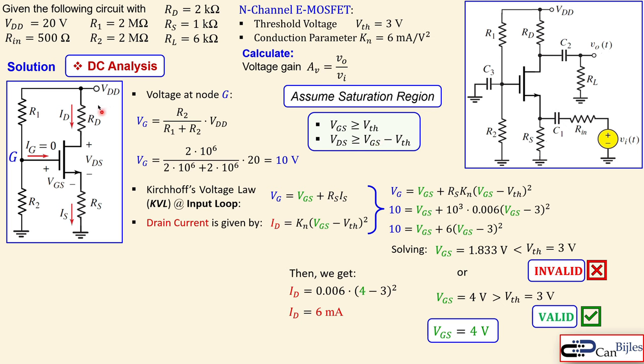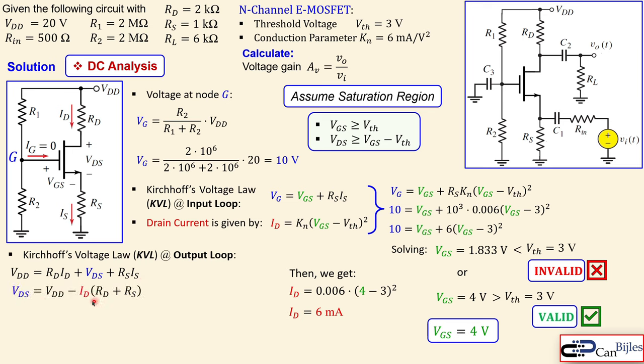So VDS can be determined from the Kirchhoff voltage law at the output loop. So we make a loop here, we start with the VDD and end at the ground. And that's this expression. You can see the VDD is equal to the voltage across RD, again using Ohm's law, ID times RD plus VDS plus IS times RS. But we know the ID and IS are exactly the same, so we can group the first term and the third term, and VDS can then be written in this format: VDD minus the ID times the summation of the drain and the source resistance.